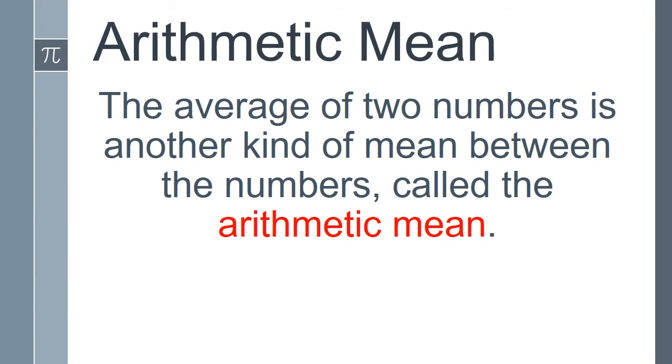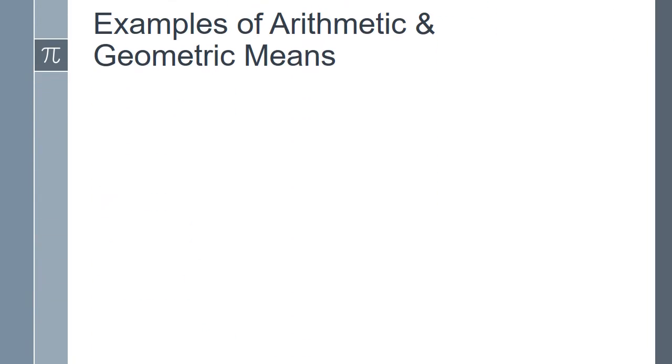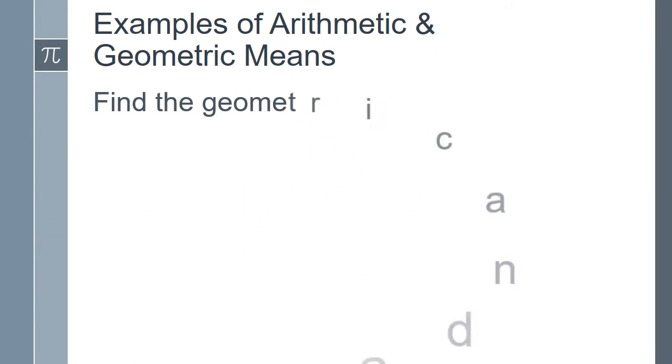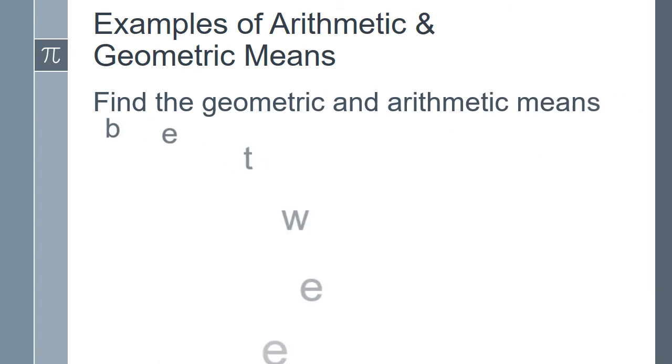All right, so the arithmetic mean, the average of two numbers, is another kind of mean between the numbers. That's called the arithmetic mean, right? Add the two numbers, divide by 2. Geometric mean, cross multiply, end up with a square. Okay, so here's some problems.